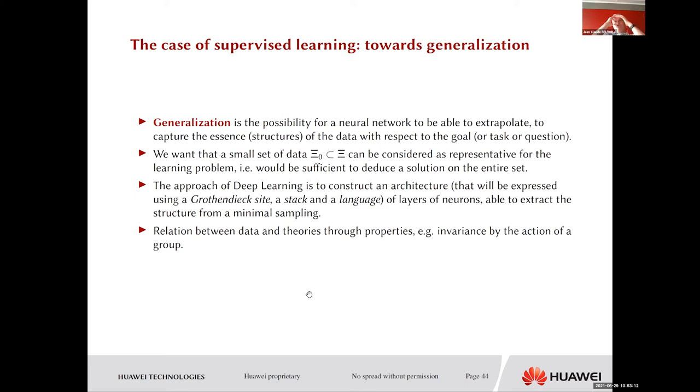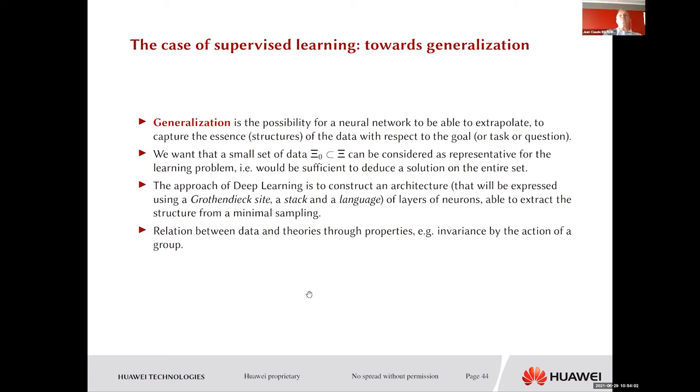But in order to do that, just a theorem of analysis is not enough at all. We need something else. We need to capture the essence, so the structures of the data with respect to the goal, which is related to the task or the question asked to the network. And in this case, what we want is that a small set of data, the set of data used for training the network, can be considered as representative for the learning problem. That means that just training on this data set is sufficient to know basically what will happen over the whole possible data set, right?